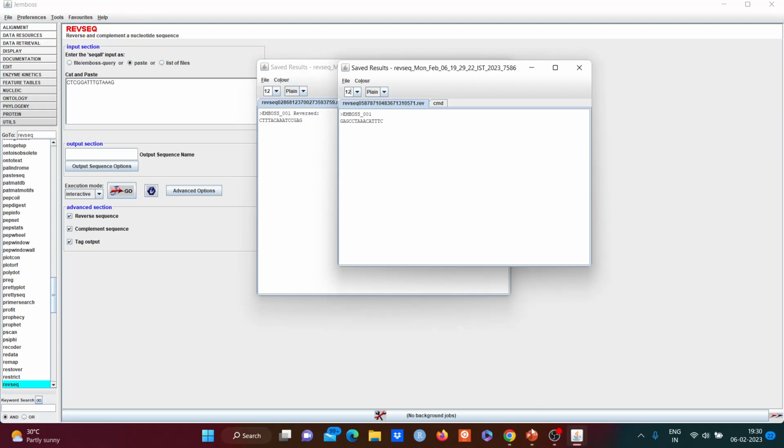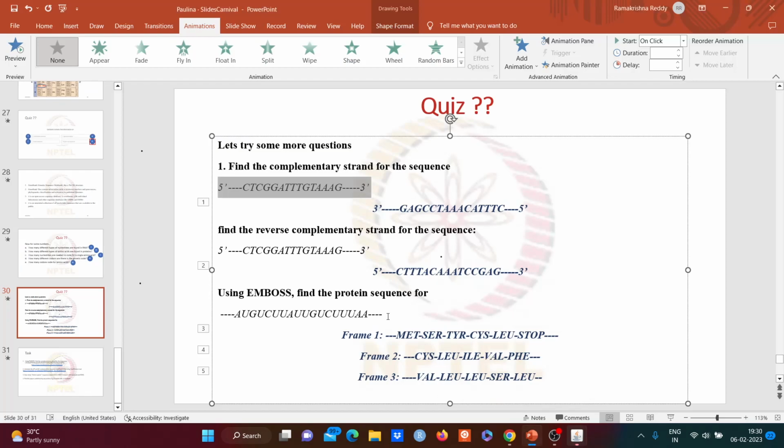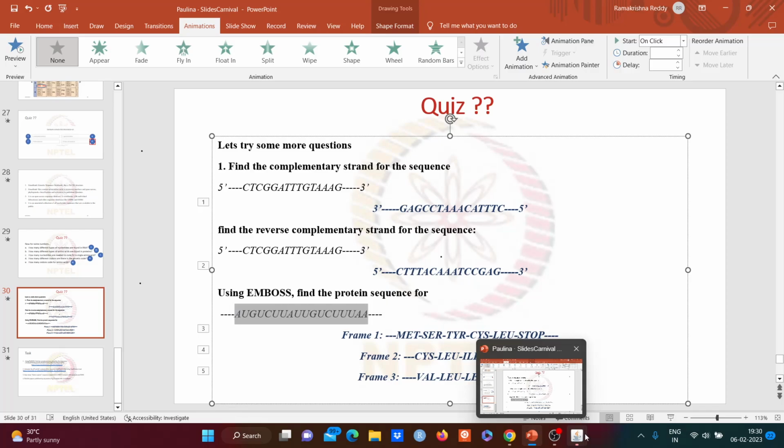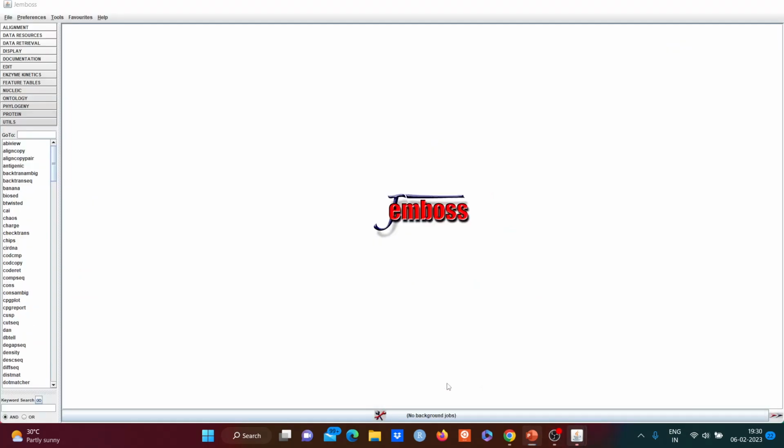Okay, our next question is finding this one. I'm copying this. Can anyone tell me what is the tool to translate RNA to protein?